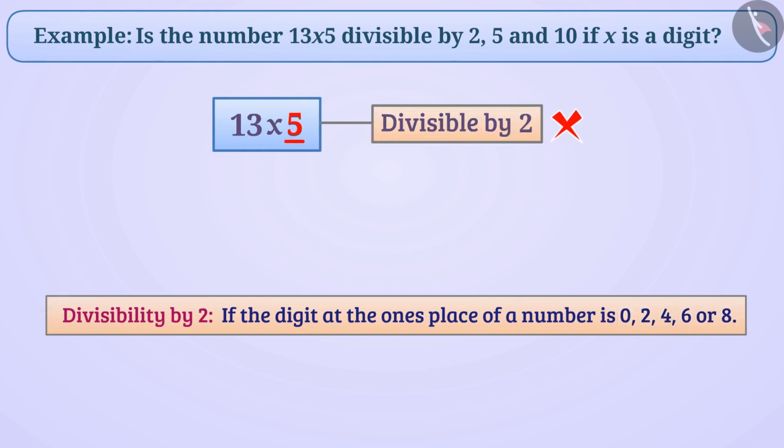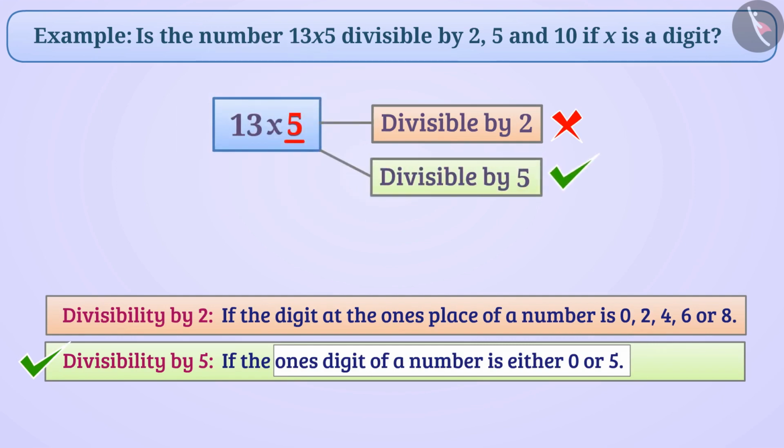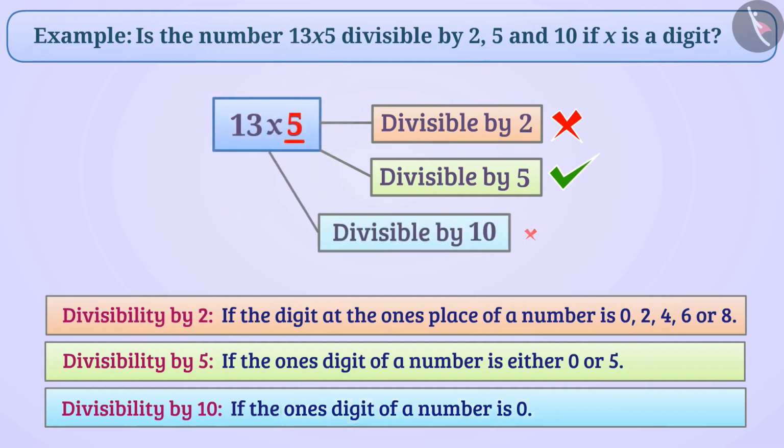Similarly, the divisibility rule for 5 tells us that if the ones digit of a number is either 0 or 5, then the number is divisible by 5. Since the ones digit of the given number is 5, this number is divisible by 5. Similarly, the divisibility rule by 10 tells us that if the ones digit of a number is 0, then that number is divisible by 10. Here, the ones digit of the number is not 0, so this number is not divisible by 10.